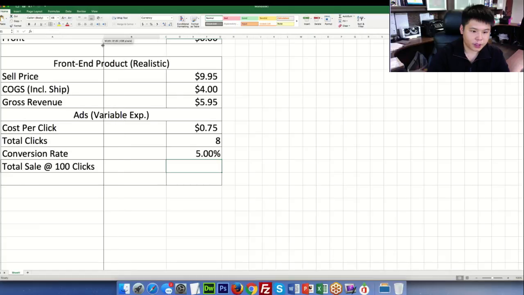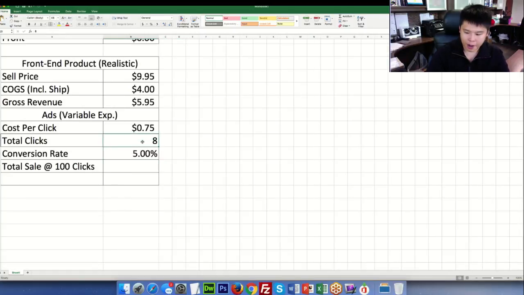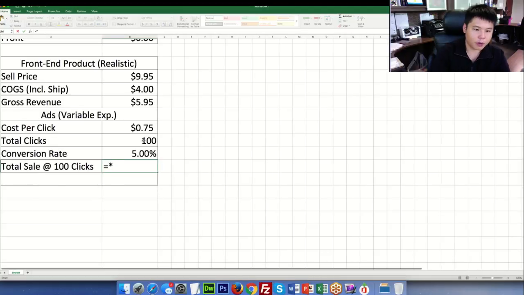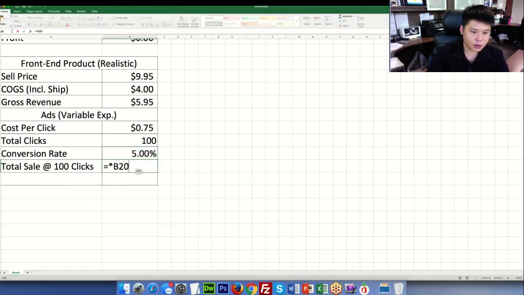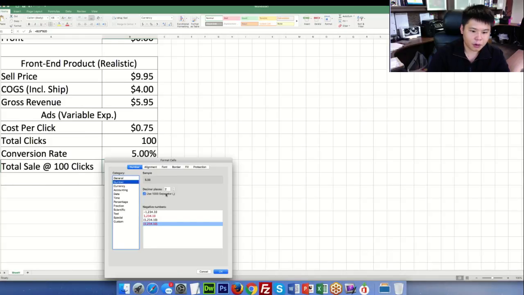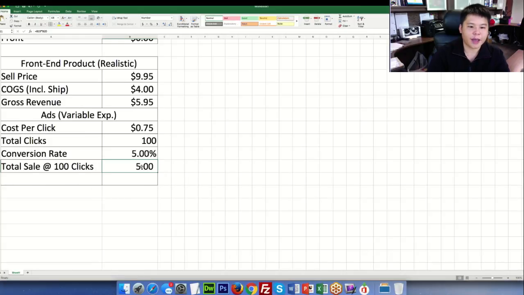Oh shoot, I want to make this like this. Okay, so I'm not going to even have the clicks here. Let's say that you are basically paying for 100 clicks, and then your total sale is equal to 100 multiplied by 5%, total clicks multiplied by 5%. So you only make 5 sales. You only generate 5 sales for every 100 clicks at 5%.